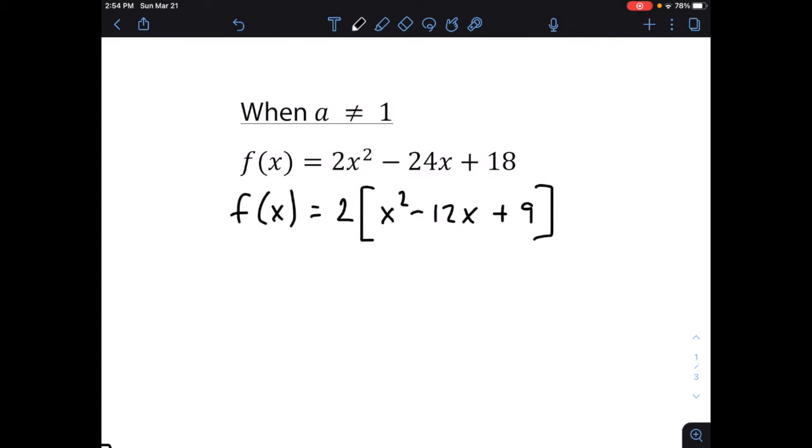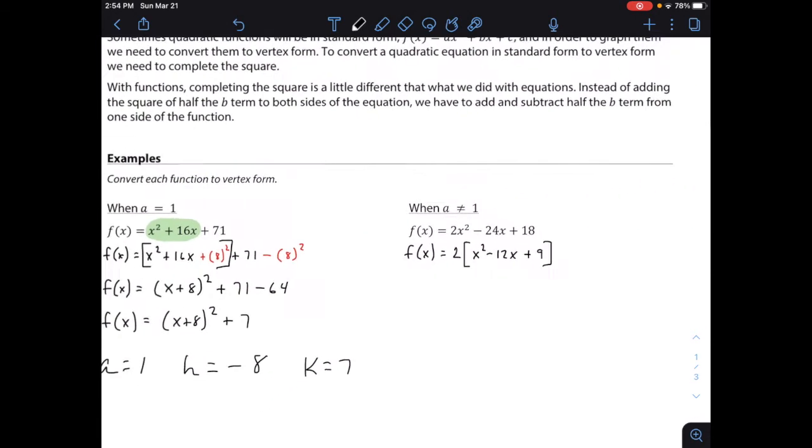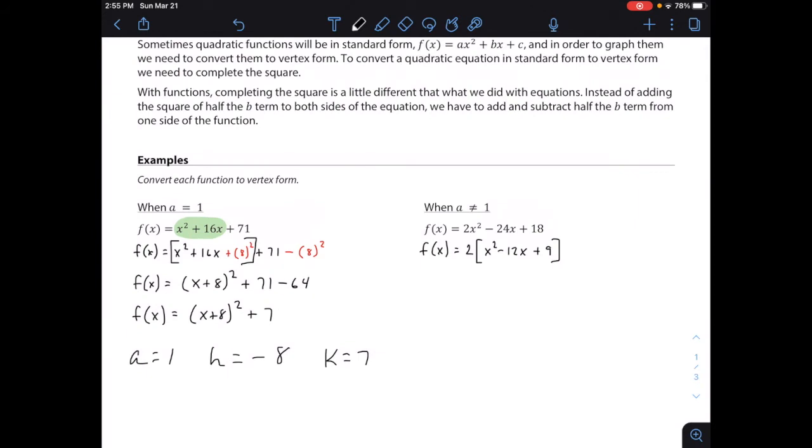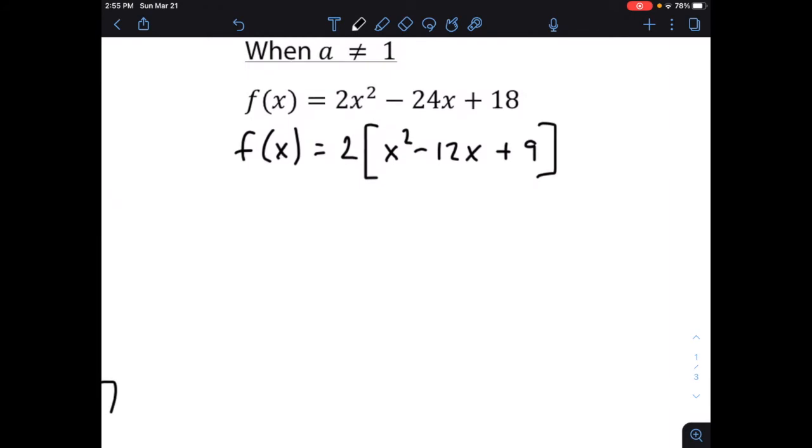So now I had to factor that 2 out so I can do exactly what I did to the first problem. I need to now convert what's inside the brackets to vertex form. And that 2 on the outside is just going to ride along until the very end, and then we're going to distribute that 2. And so you'll see it doesn't add too much complexity. It's just something that's easy to forget to do. So I'm just going to remind you now, don't forget to bring that 2 along for the ride. All right, so here we go.